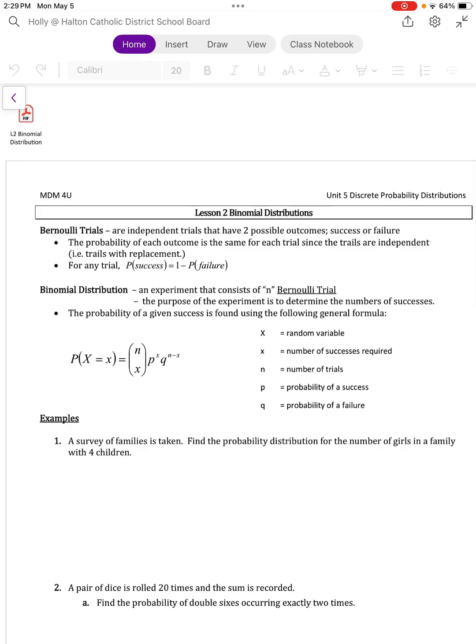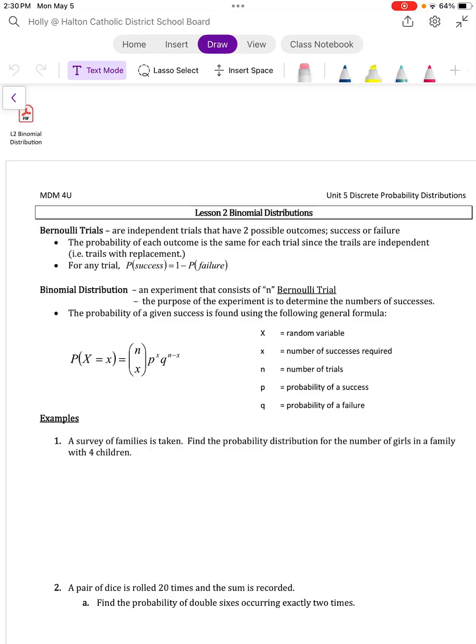Okay, so now we're at lesson 2. We're looking at binomial distributions. So Bernoulli trials are independent trials that have two possible outcomes, success or failure. And the probability of each outcome is the same for each trial, since the trials, I should say trials, not trails, are independent.